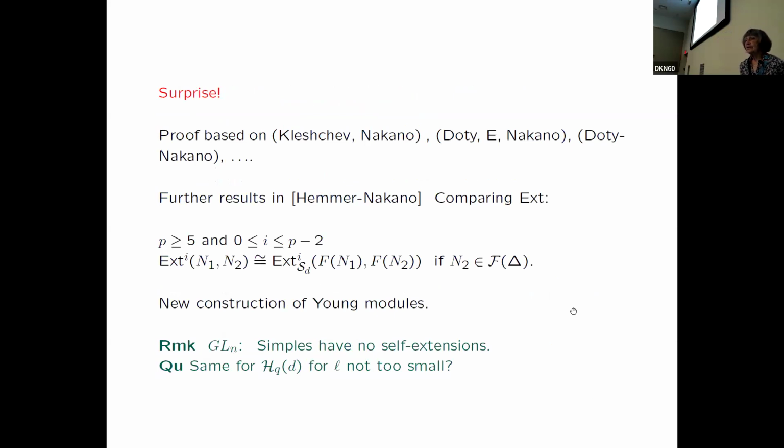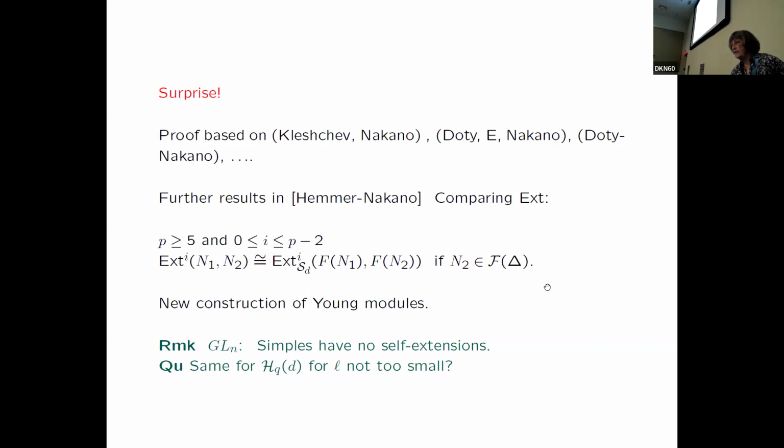Right. Anyway, so the paper has ingredients from the previous paper I mentioned, so work by Kleshchev, Nakano, Doty, this paper with the spectral sequences, and also some papers by Doty, Nakano, and probably some more. And it has some more results in this paper. One is some comparison of Ext. So you have a module with good filtration, Weyl filtration, and you take Ext in the Schur algebra, then if the index is not too big compared with p, then you get an isomorphism between the Ext for the Schur algebra and the symmetric groups.